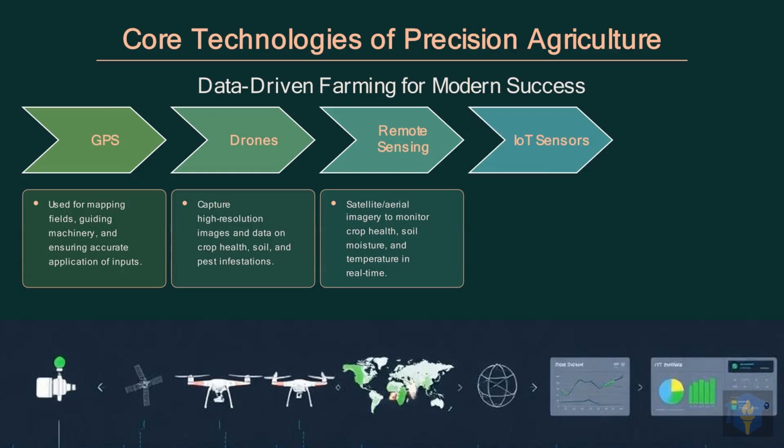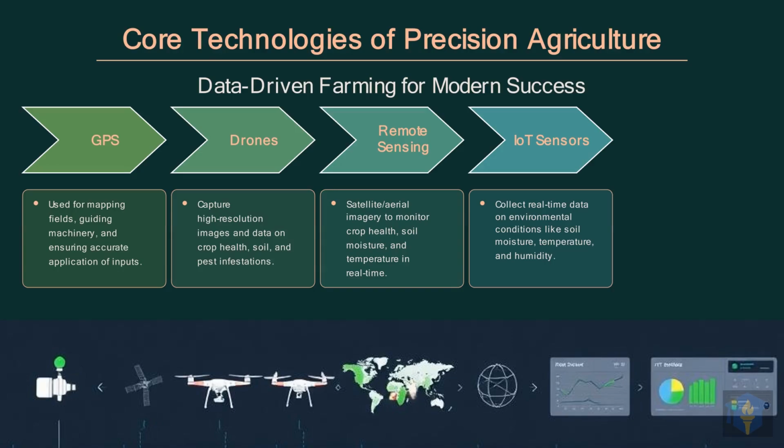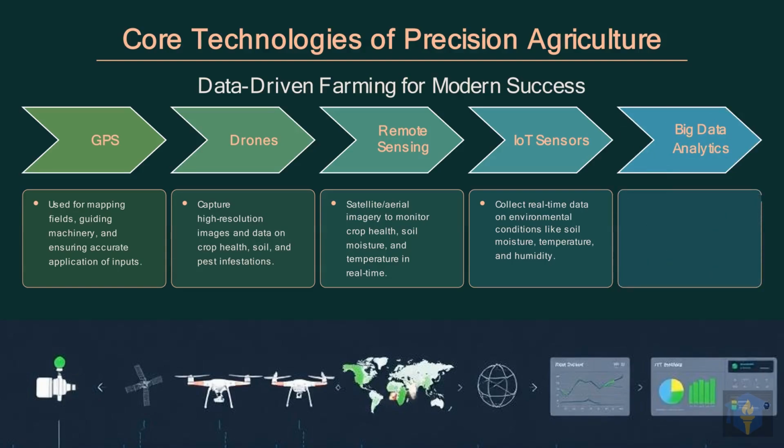IoT sensors are increasingly important in modern agriculture. These collect real-time data on soil moisture and temperature conditions. Finally, big data analytics processes agricultural information. This analyzes vast data to identify patterns and optimize decisions.